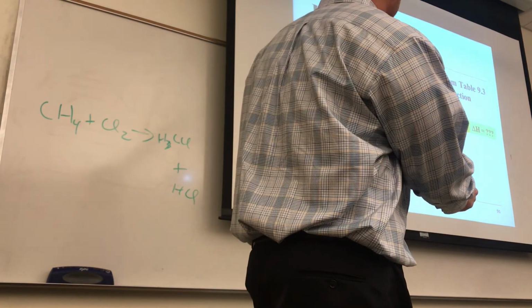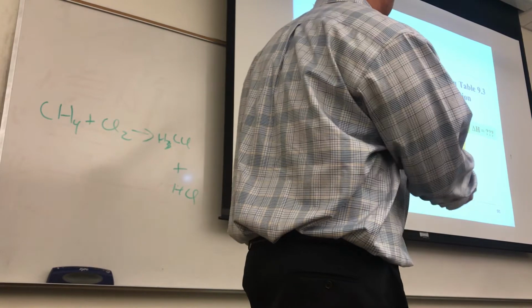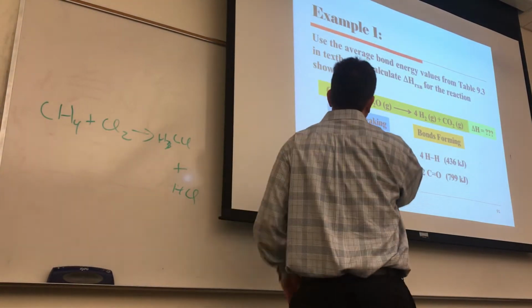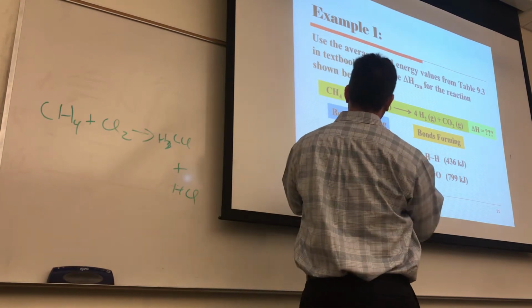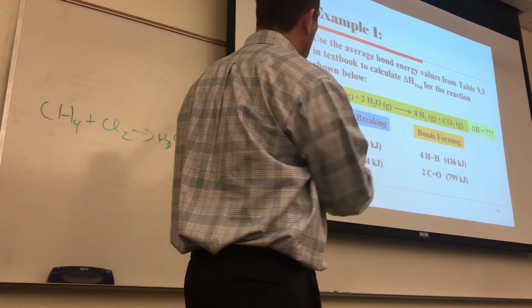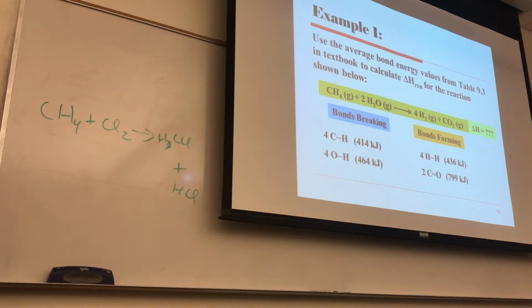So here I'm looking for the delta H. I need the energies from the book, breaking bond, forming bond. Okay, here. So they give me these. Okay, good. This is what you're going to see. So when I look at this, how many bonds broke here? 4. In the CH4? 4.